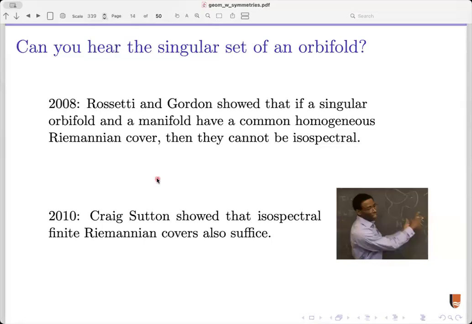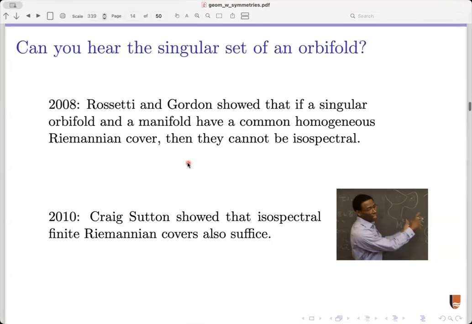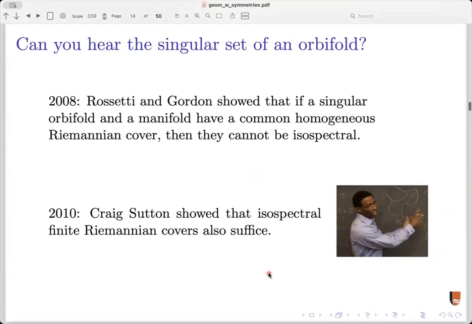So Rossetti and Gordon in 2008 showed that if you have a singular orbifold and a manifold that share a common homogeneous Riemannian cover, they cannot be isospectral. So a fun example to think about again is the waffle cone and the torus, right? The torus is a nice manifold. The waffle cone is a wonderful singular orbifold. They can't be isospectral because they're both quotients of the plane. And then in 2010, Craig Sutton extended this a bit by showing that you don't need this common Riemannian cover. It's sufficient to have isospectral finite Riemannian covers for your orbifold and your manifold to get this obstruction to isospectrality.